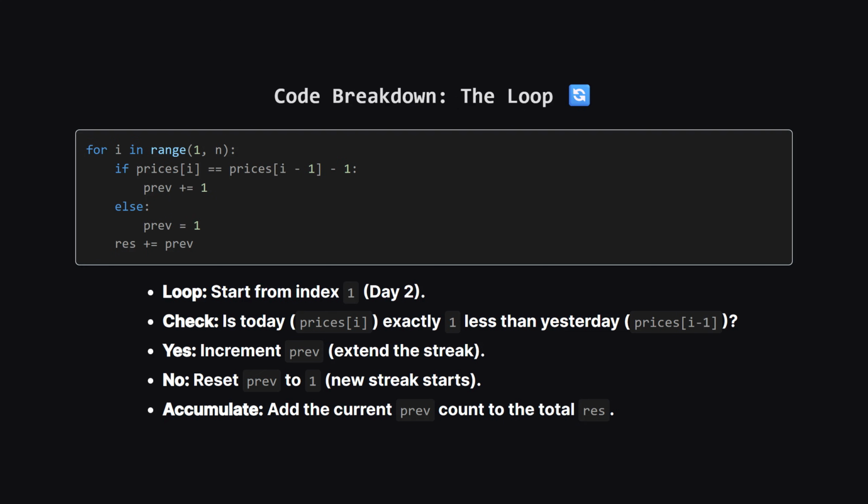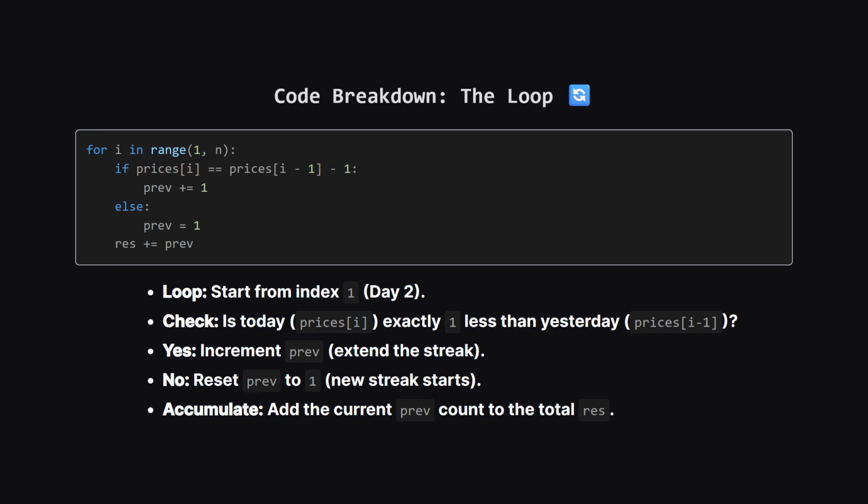Now for the engine of our solution. We loop from 1 up to the end of the list. Inside the loop, we check our special condition: is the price at the current index i exactly equal to the price at i minus 1, minus 1? In plain English, did the price drop by exactly $1? If it did, we increment our previous counter. This signifies that we've extended our smooth streak.